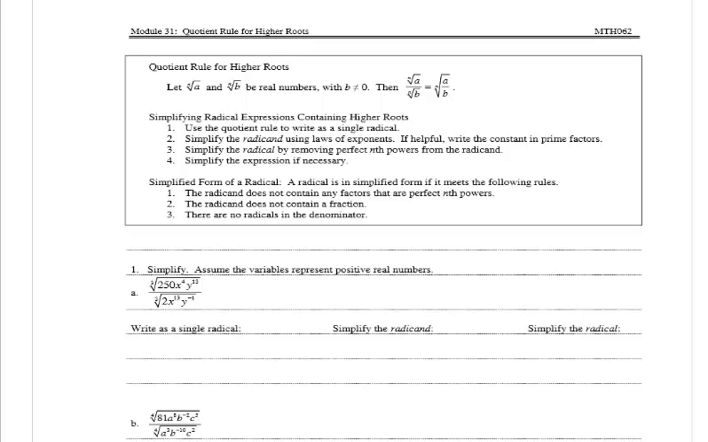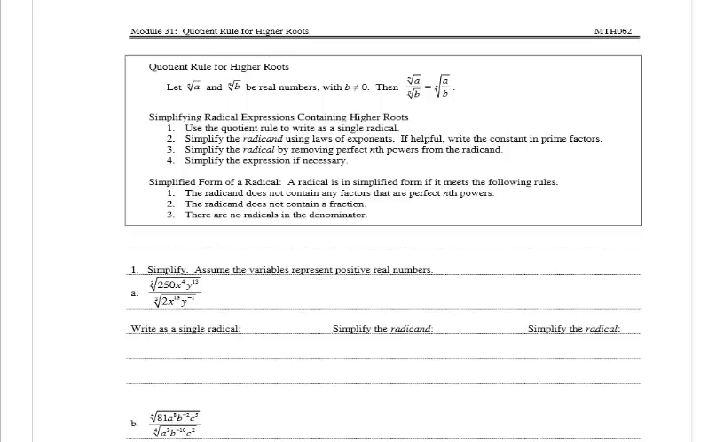And then simplified form of a radical. A radical is in simplified form if it meets the following rules. 1. The radicand does not contain any factors that are perfect nth powers. 2. The radicand does not contain a fraction. And 3. There are no radicals in the denominator.